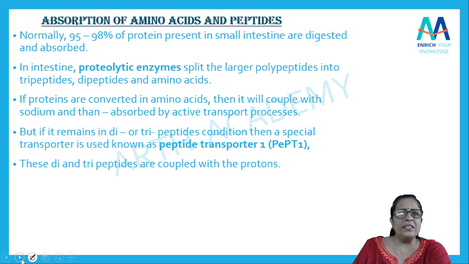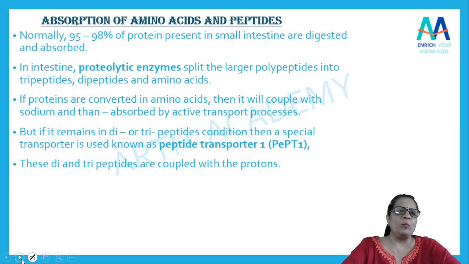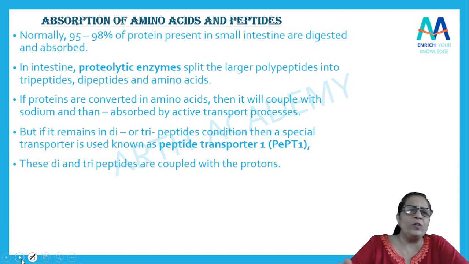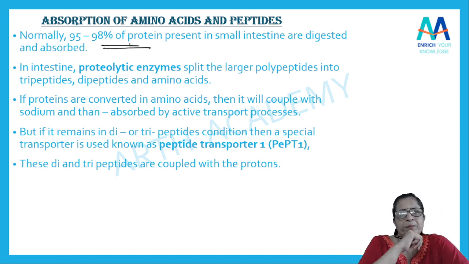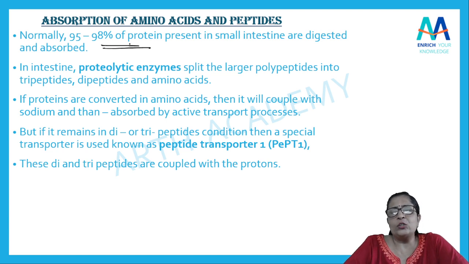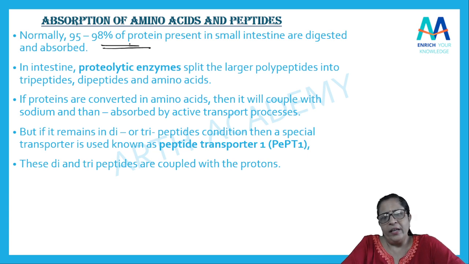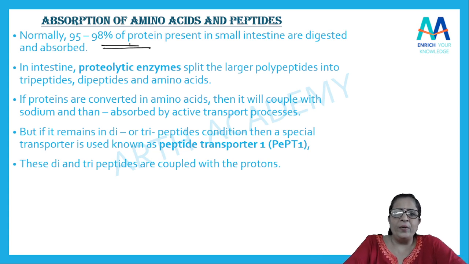Now the next is the absorption of amino acids and peptides. Now what is there in the absorption of amino acids and peptides? Students, we know that 95 to 98% of proteins that are present in small intestine, they are digested and they are absorbed also there only, है ना? इंटेस्टाइन में कुछ एंजाइम्स होते हैं जिसको हम बोलते हैं प्रोटियोलिटिक एंजाइम्स. ये एंजाइम्स प्रोटीन्स को ब्रेक डाउन करेंगे. It will split the larger polypeptides into डाइपेप्टाइड्स, ट्राइपेप्टाइड्स एंड अमाइनो एसिड्स, है ना?